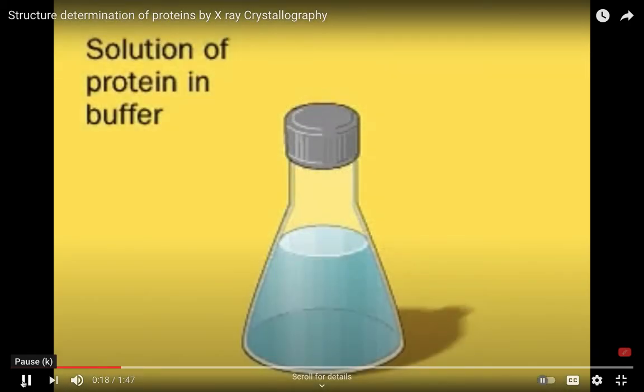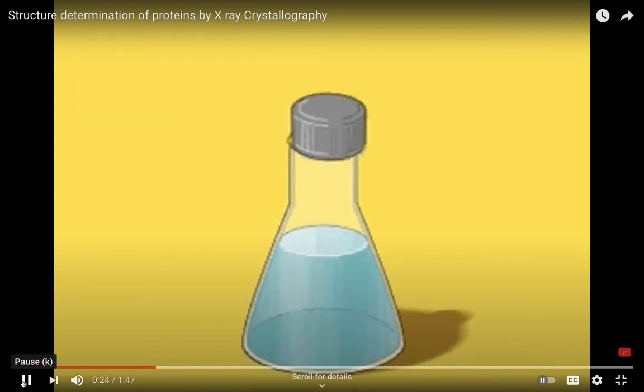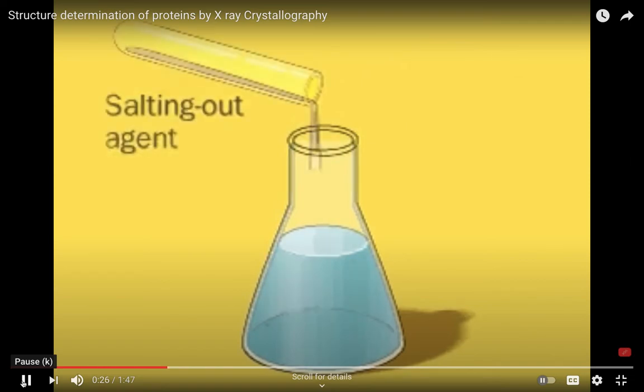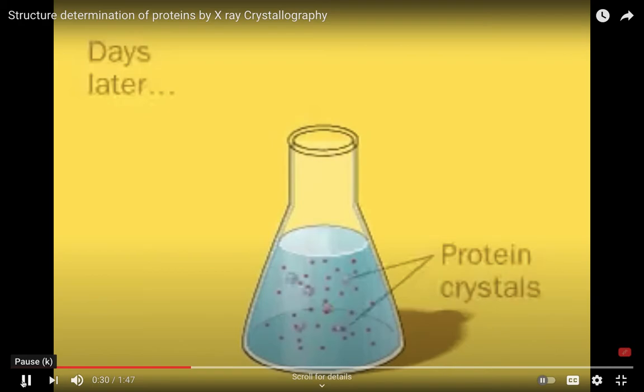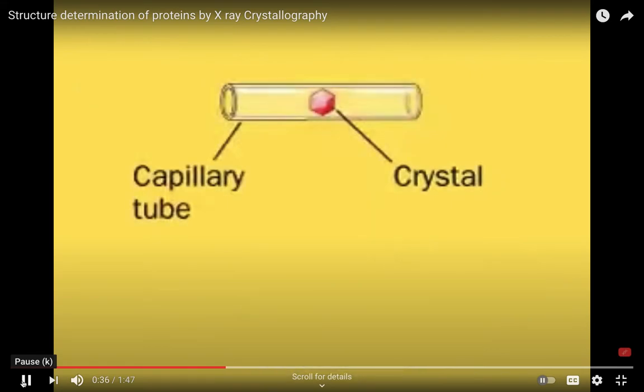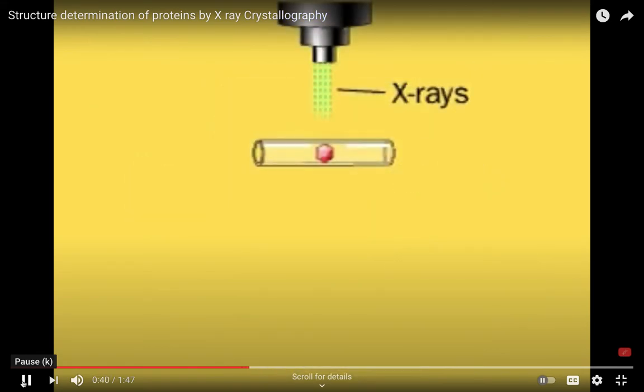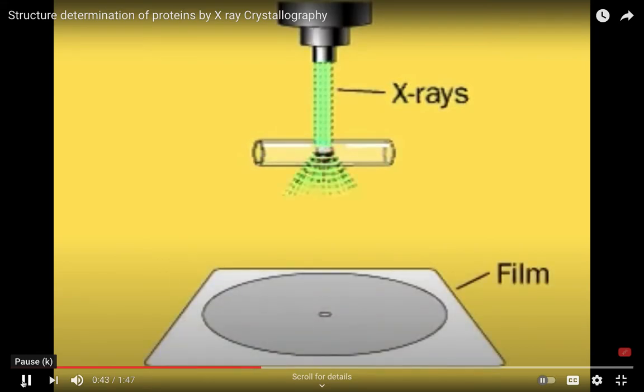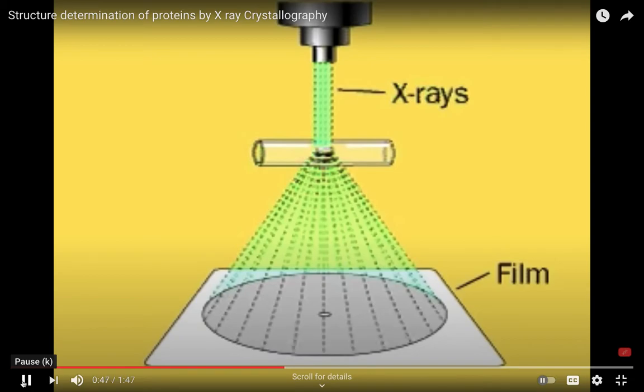Various factors, pH, temperature, the solvent, are important for success. Salting out agents such as ammonium sulfate can reduce the solubility of the protein to aid crystallization, but it may take several days to produce a crystal large enough to use. The protein crystal is mounted in a specific orientation and exposed to a beam of X-rays. The atoms in the crystal scatter the X-rays, which are recorded on film.